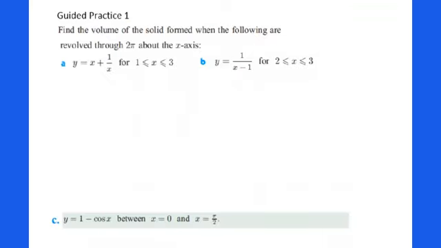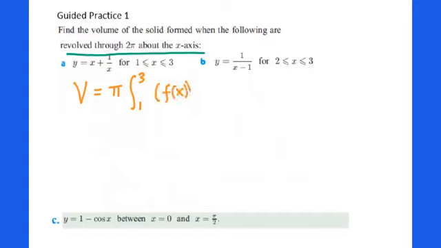Guided practice 1. Find the volume of the solid formed when the following are revolved through 2 pi about the x-axis. So for A, volume equals pi times the definite integral from 1 to 3 of f of x squared. So we plug in pi times the definite integral of x plus 1 over x, squared, from 1 to 3.